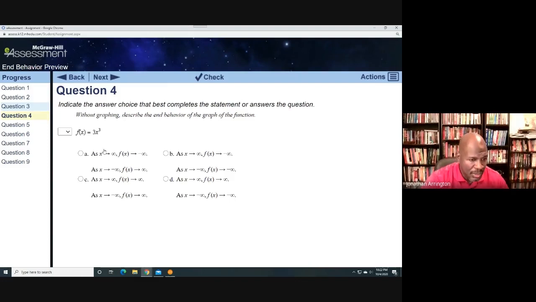So I'm looking to see that. As x goes to infinity, I want to see infinity. That says negative infinity, not good. That says negative infinity, not good. These two say infinity, so C and D are looking nice. And then the other part should be as x goes to negative infinity, f of x should be negative infinity. Well, C says as x goes to negative infinity, f of x is infinity. So it has to be D. If you look at D, as x goes to negative infinity, f of x is negative infinity. So that concludes end behavior.